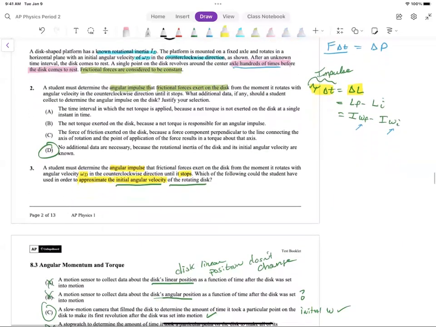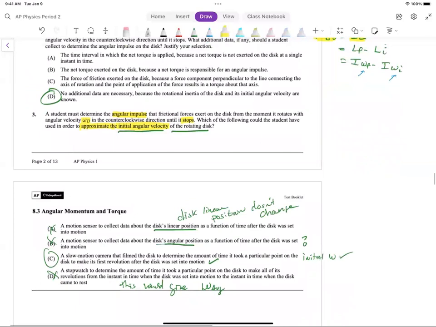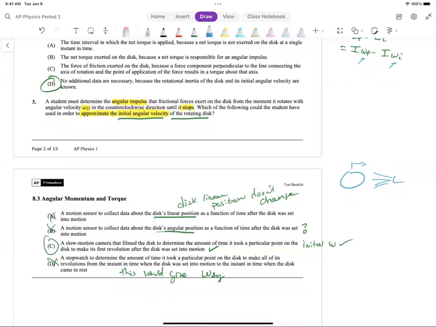The initial angular velocity of the disk. A, put a motion sensor to collect data about the disk's linear position. Well, a motion sensor pointed at that disk is going to send ultrasonic waves towards it. This disk is actually not moving in a linear direction, so that doesn't tell me anything. B, put a motion sensor to determine something about the disk's angular position. How would a motion sensor determine, here it is going around in a circle, that again, that motion sensor doesn't work that way and would not be able to tell me that.